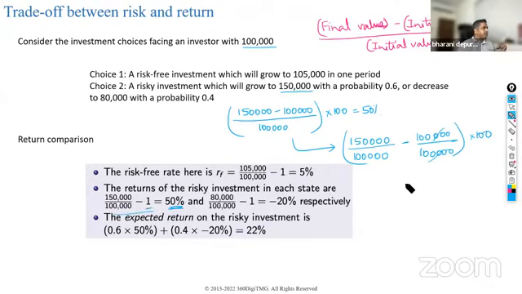Now, how did you get -20%? If you take this and this, it is 80,000 minus 100,000 divided by the initial value, which is 100,000, into 100%. If you multiply it by 100, you'll get a percentage. So here you get -20%.